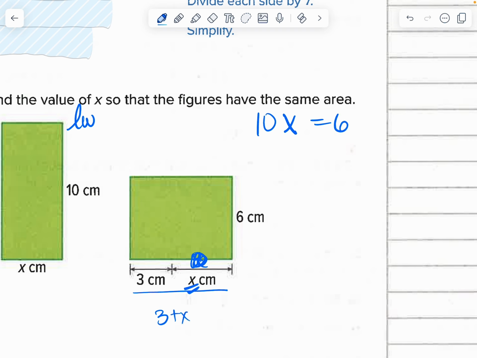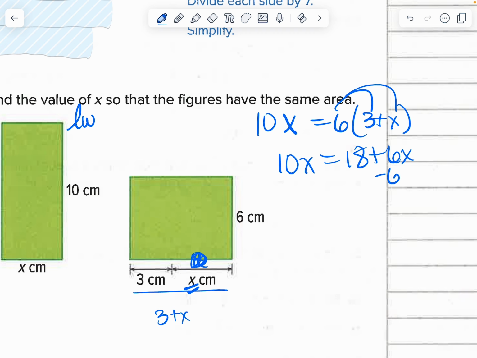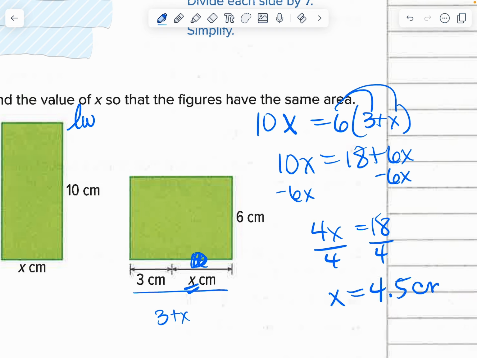So it's 6 times 3 plus x. Now, could you write it x plus 3? Same thing. So I need to do my distributive property. 10x equals 18 plus 6x. The variables need to be on the same side of the equal sign, so I subtract 6x from both sides, and I get 4x equals 18. I divide by 4 on both sides, and I get x equals 4.5 centimeters.